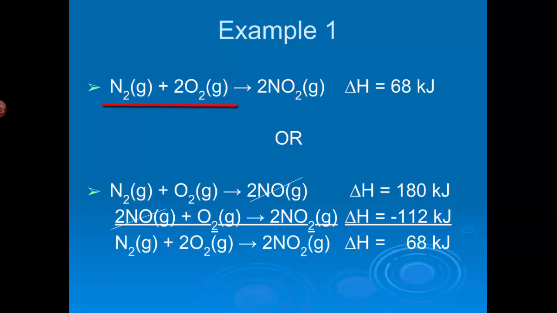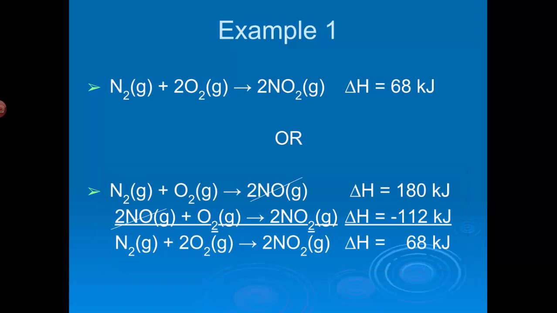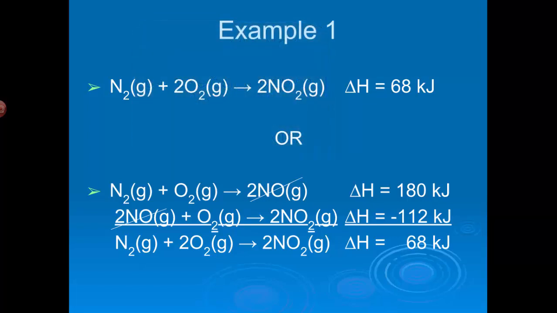So here's an example using the same value that we just had here. We know that N2 plus 2O2 goes to 2NO2. If it's in one step, delta H is 68 kilojoules. If we do it by the two-step method, in other words, first we take nitrogen and oxygen, we make 2NO. The delta H for that is 180 kilojoules. And then we take those 2NO and we react it with another oxygen molecule and we get 2NO2. That's an exothermic reaction. That gives back 112. Well, we put those two together, delta H is still 68. It doesn't matter if we go by one step or a number of steps.